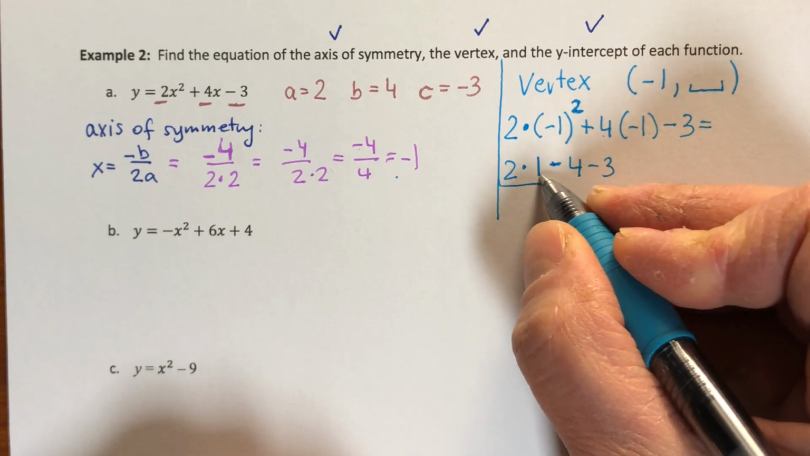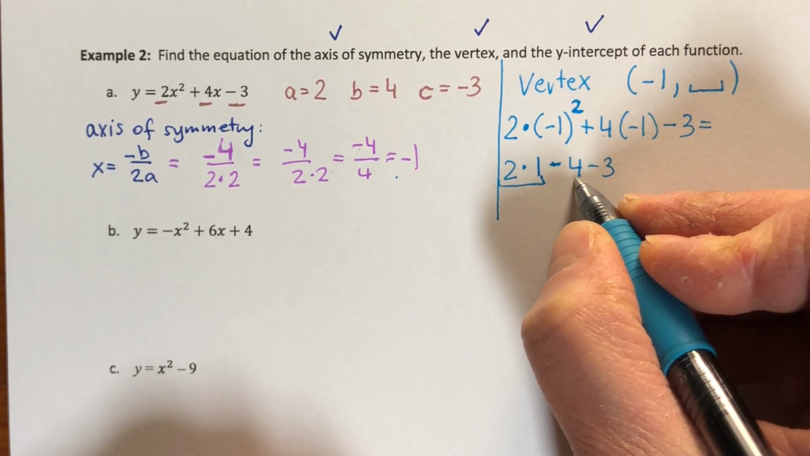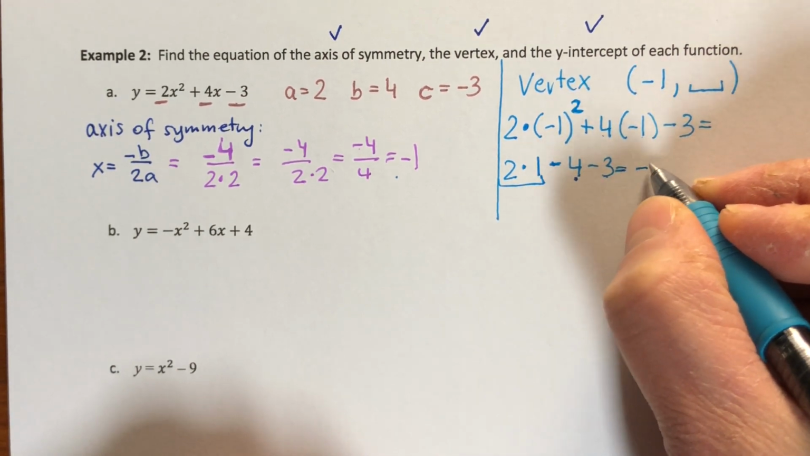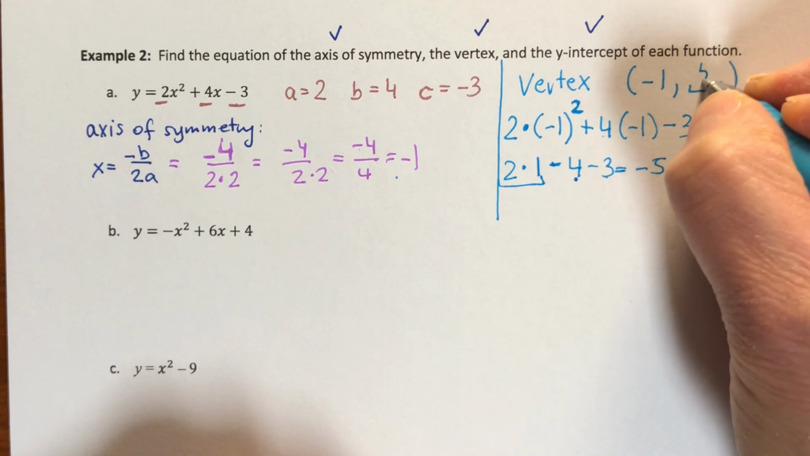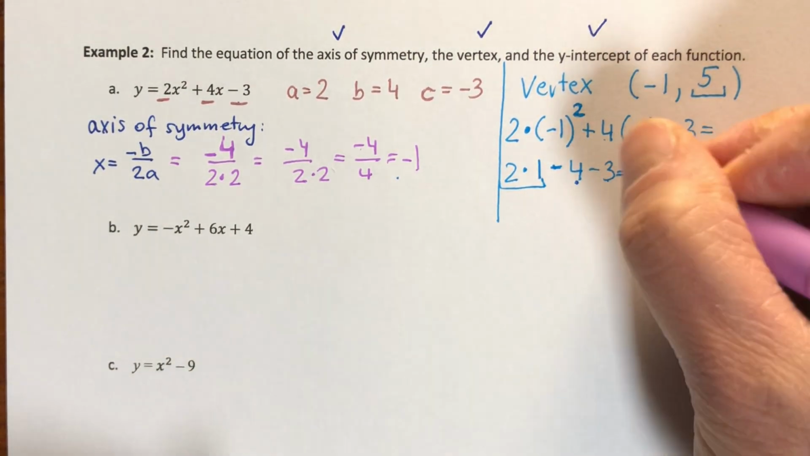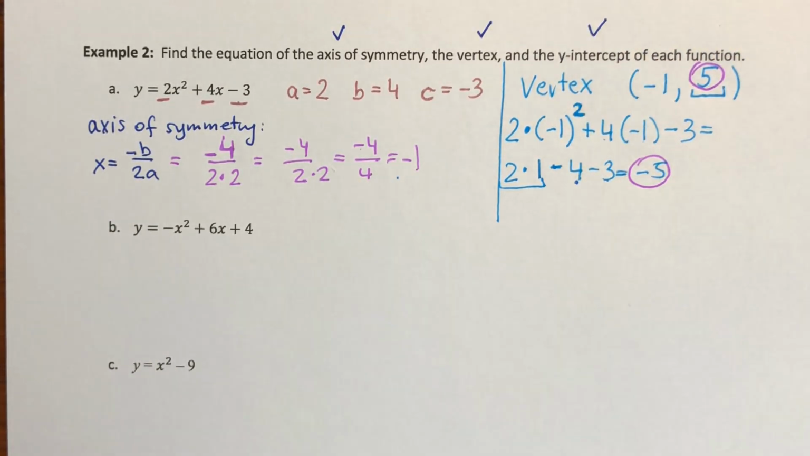So I know that this is 2. 2 minus 4 is -2, and -2 minus 3 is -5. And notice this -5 is the y-coordinate of the vertex, okay? So you will have to do this again for the next problem as well.